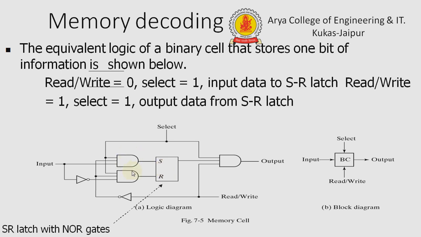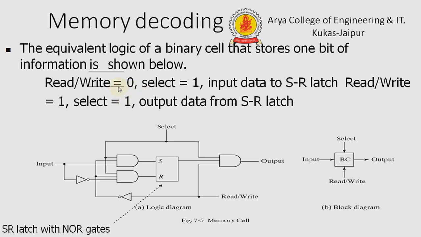If the read-write input provides 1, it performs the read operation by forming a path from the latch to the output terminal, and if this read-write input is 0, it performs the write operation by forming a path from the input terminal to the latch.